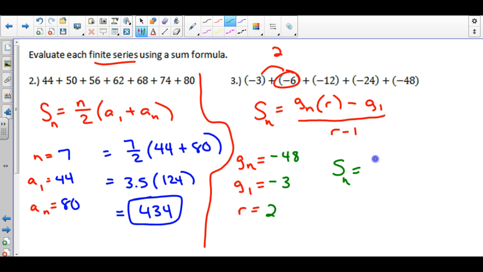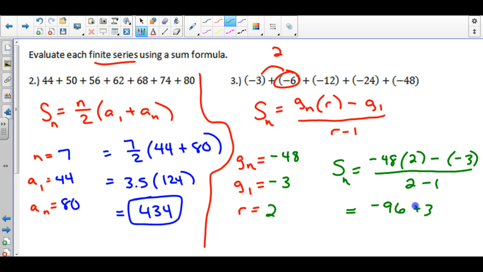So Gn, my last term, is -48. Multiply that by your common ratio. I'm subtracting my first term, which is -3. And I'm putting all of that over my common ratio minus 1. So -48 times 2 is -96. Minus -3 means I really have a plus 3. And all of that is over 2 minus 1, which is 1. So that is going to simplify to -96 plus 3, which is -93. So that would be your final answer.